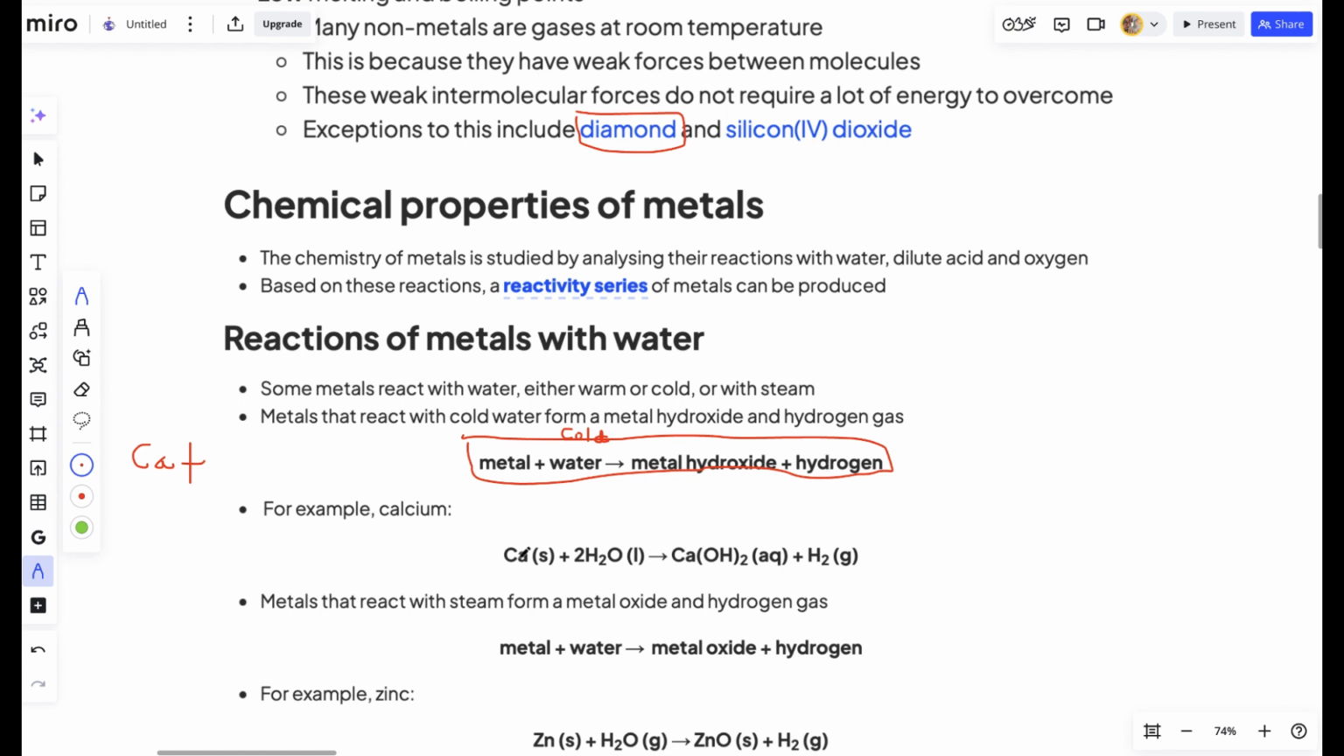A good example is calcium. Calcium is a solid because it's a metal. Most metals are solid. So calcium reacts with water, which is liquid, cold water. When it reacts with cold water, it will form what? Calcium hydroxide. Hydroxide is OH. This hydroxide is how we know it is an alkali.